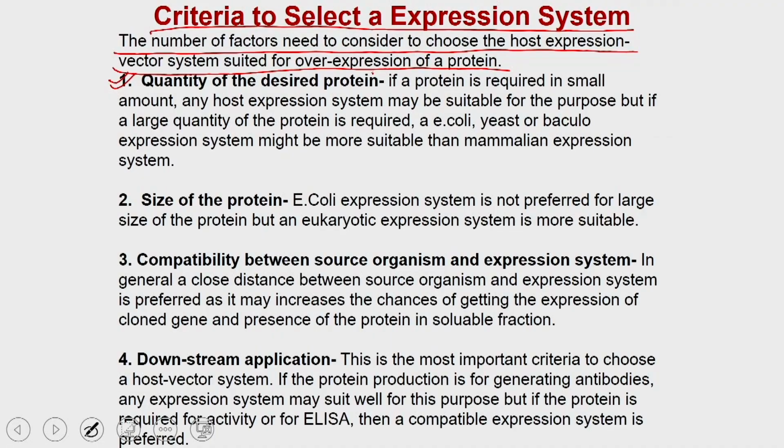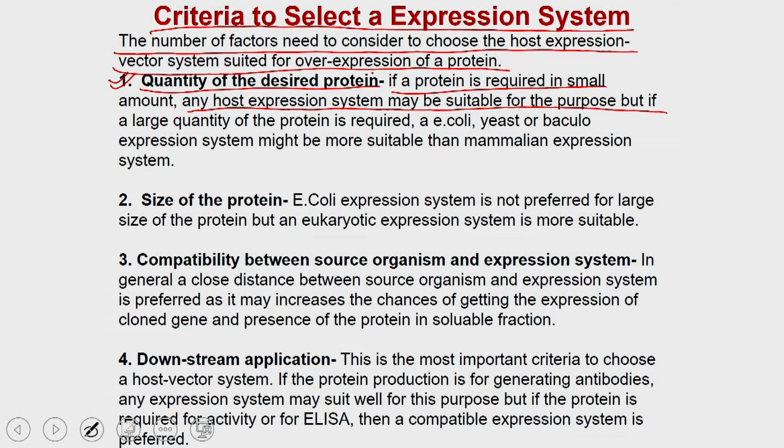So, the quantity of the desired protein is an important criterion to choose or select the expression system. If the protein you are expressing is required in very small quantities, such as in the microgram to milligram region, in those cases you can use any host system which is suitable for the purpose.